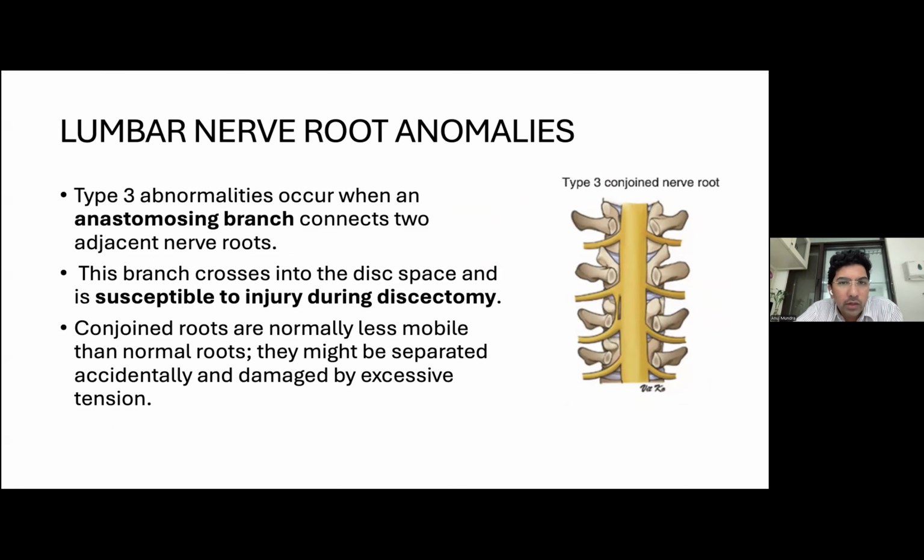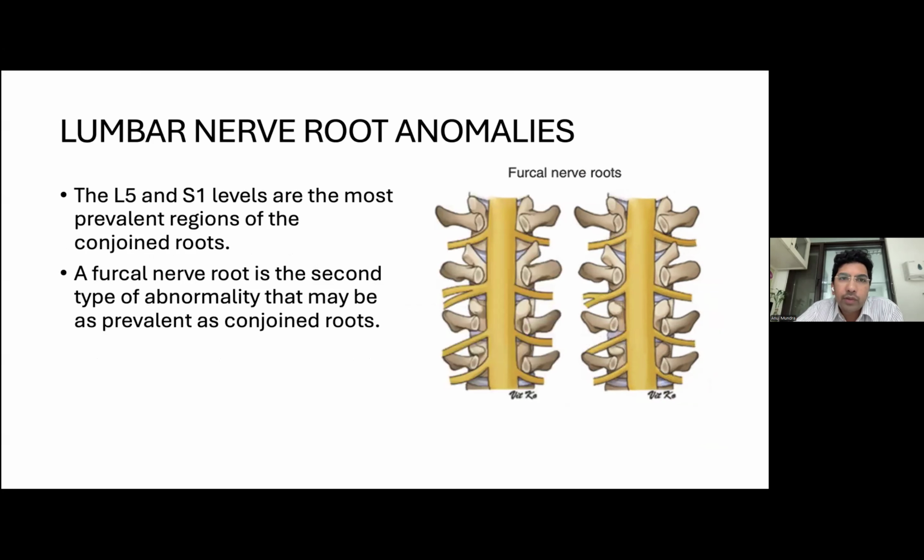Conjoined roots are normally less mobile than the normal roots, and they may be separated accidentally or damaged by excessive tension. L5-S1 is the most prevalent level for conjoined roots. Also, there may be forking of the nerve root after exiting from the dural sac.